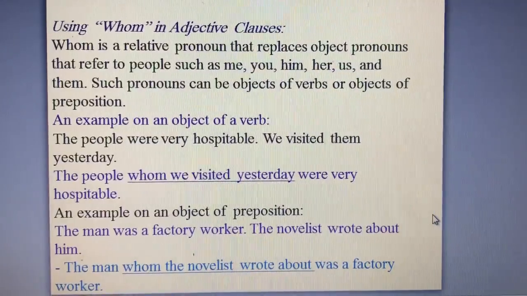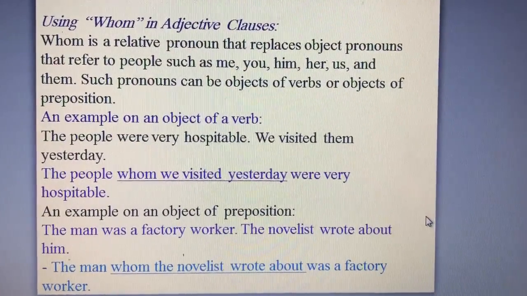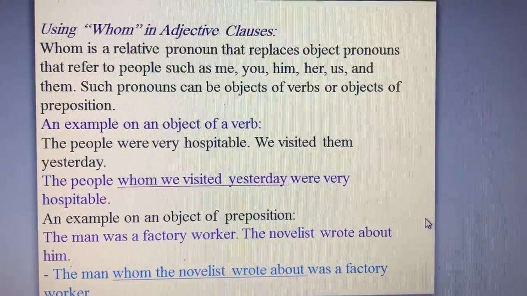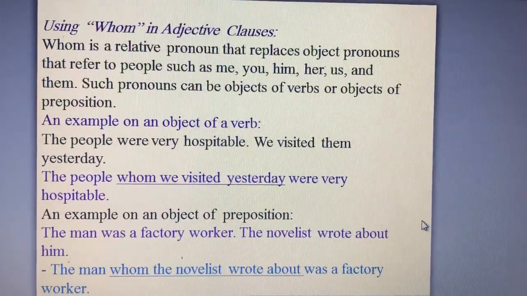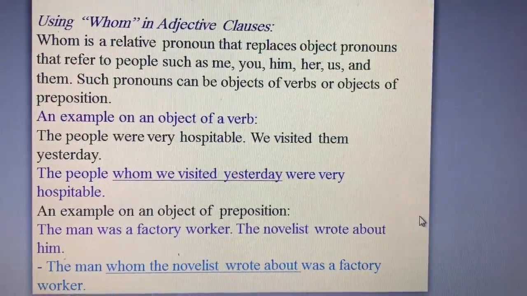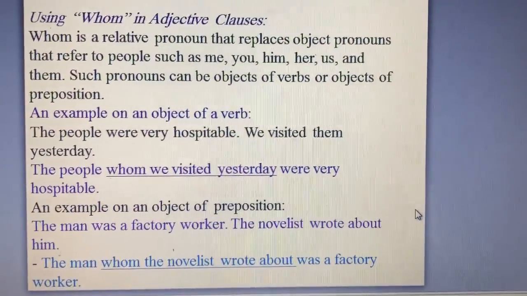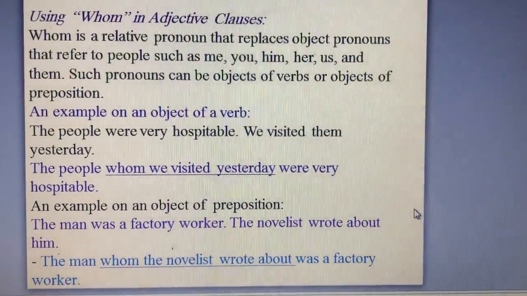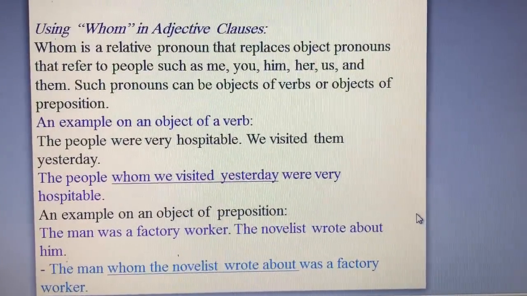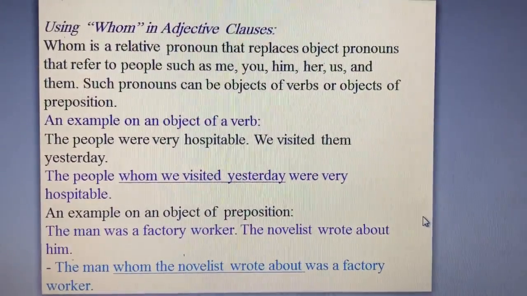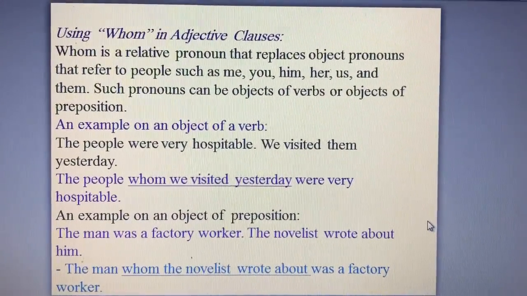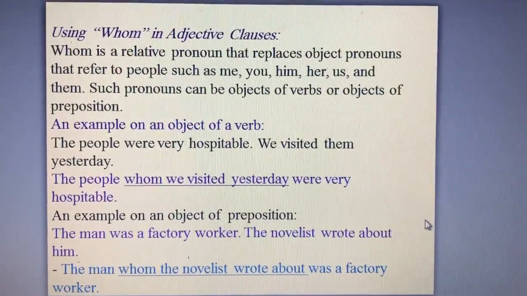Using whom in adjective clauses: whom is a relative pronoun that replaces object pronouns that refer to people, such as me, you, him, her, us, and them. Such pronouns can be objects of verbs or objects of prepositions. As you all know, every word that follows a verb is considered an object of a verb, and every word that comes after a preposition is called an object of a preposition.